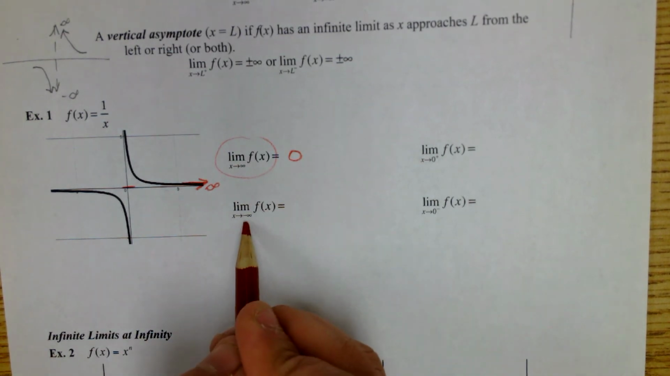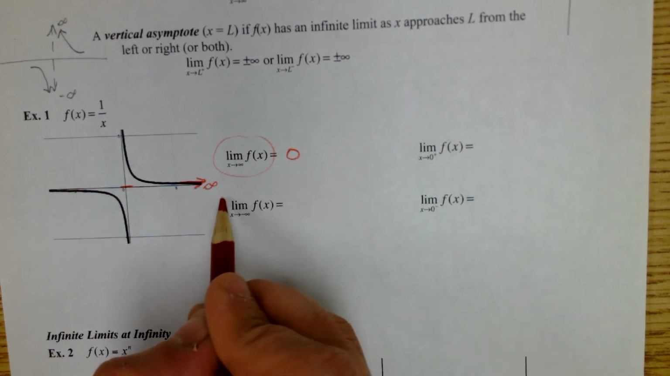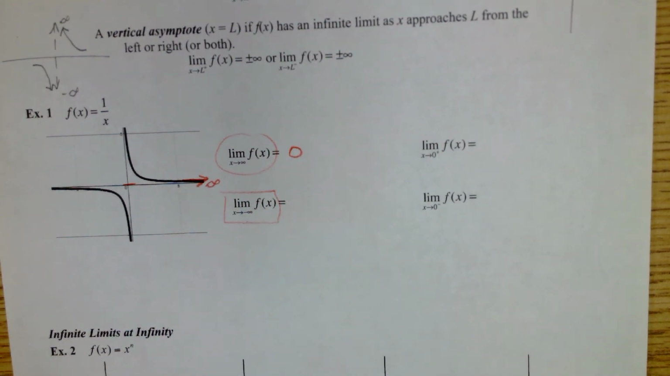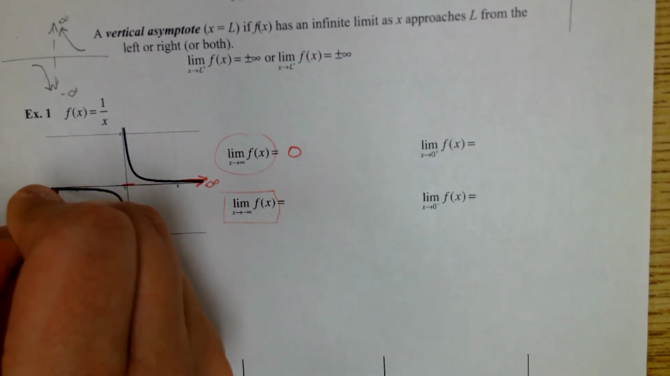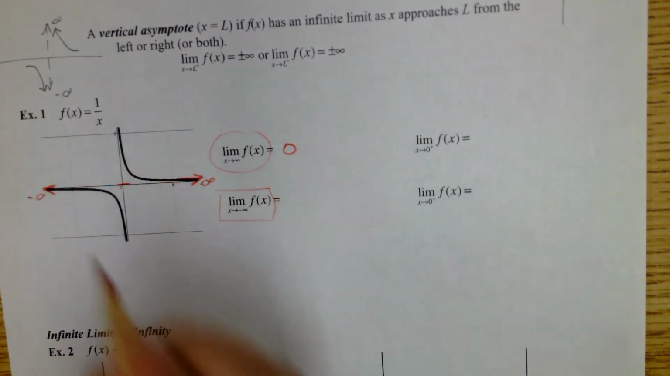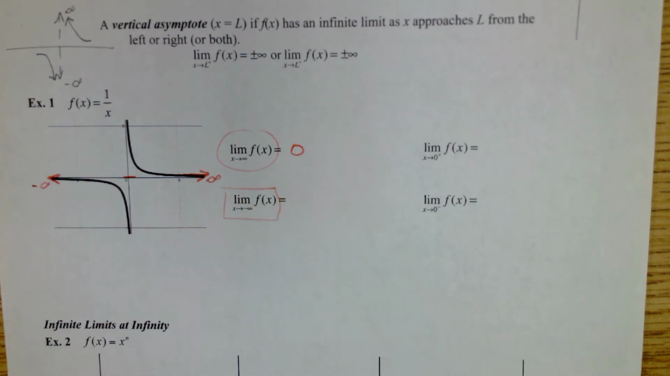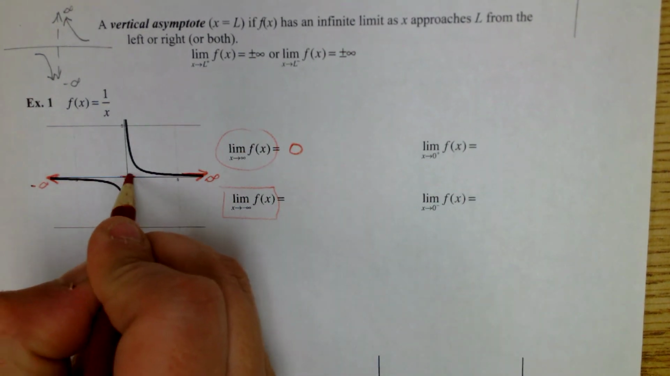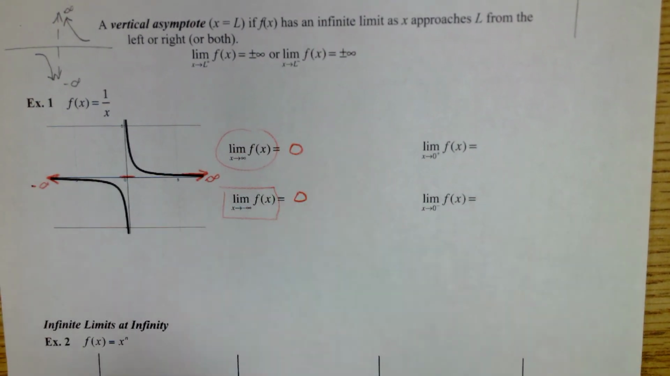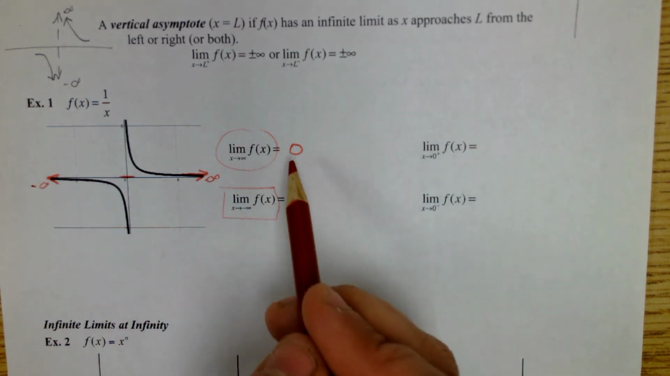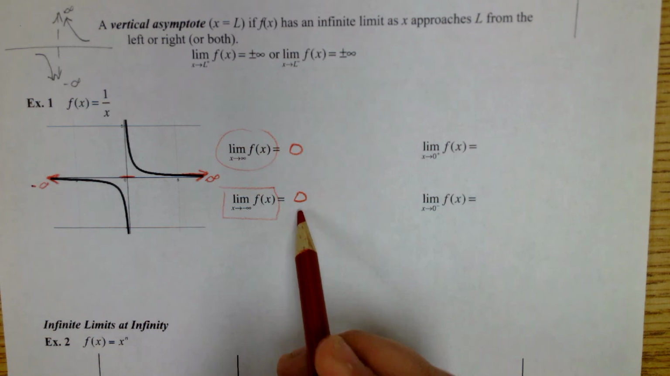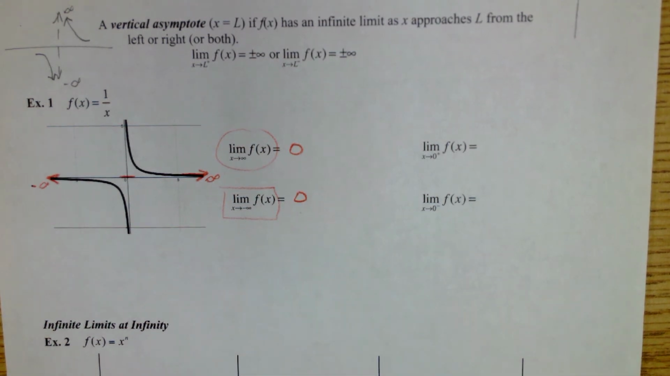If we come over here to the left, which would be negative infinity, so now I'm going to do this box here, I'm looking at negative infinity. What is the y value approaching? It's also going to be 0. So these two existences at the far left and the far right indicate that we have a horizontal asymptote.